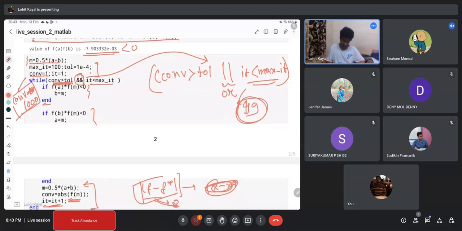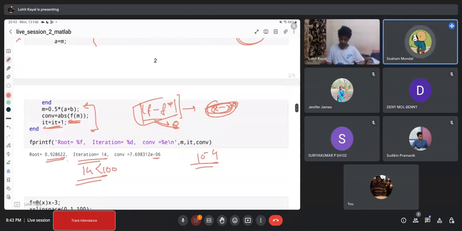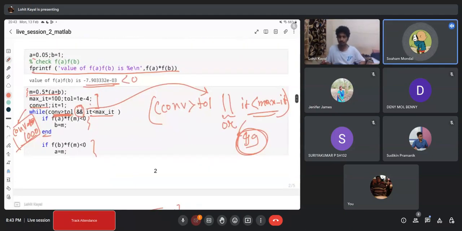Sir, on the keyboard, how can we type that or sign? This is just above the enter. On my laptop, it is just above the enter. There is a slash and another is a vertical line. Just use two vertical lines.